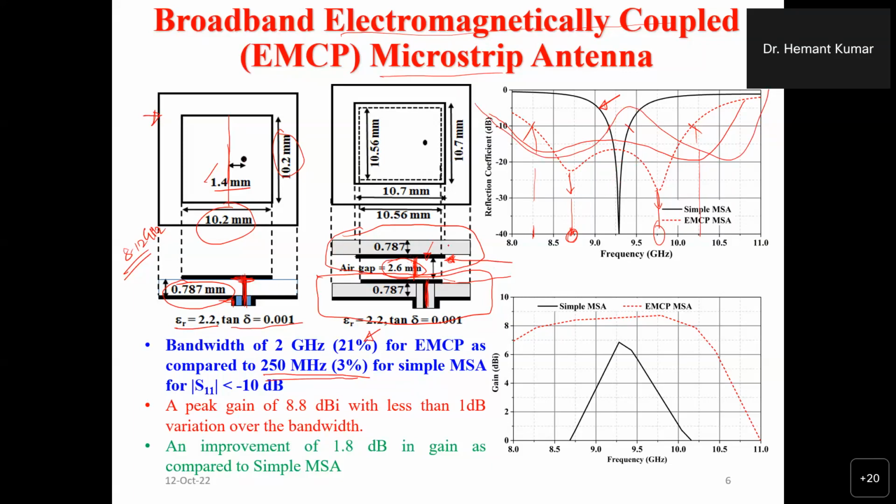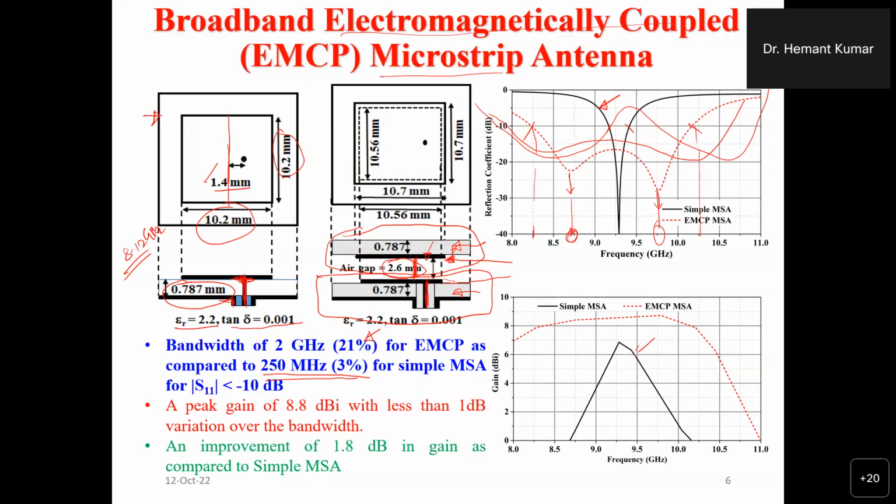We have used the same substrate for both the patches. You may use a different type of substrate in this case also, and based on that you have to change the design dimensions of the upper patch. So this is the way to design an EMCP microstrip antenna. And the bandwidth that we obtain is 21%, and this is the gain plot.